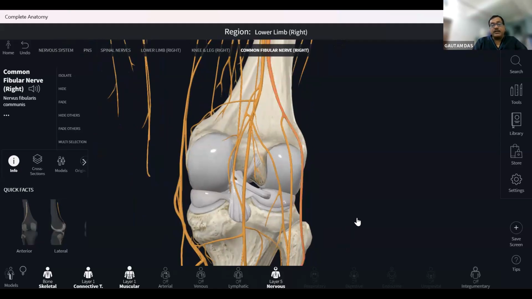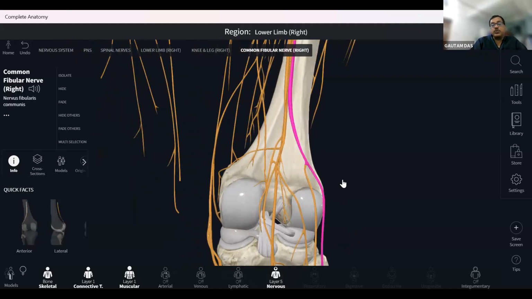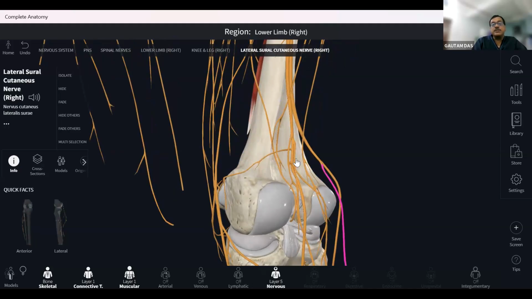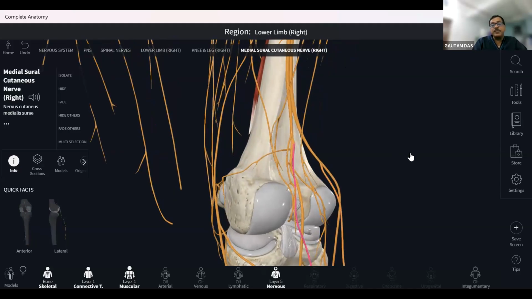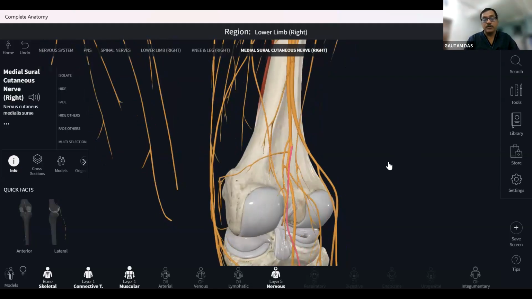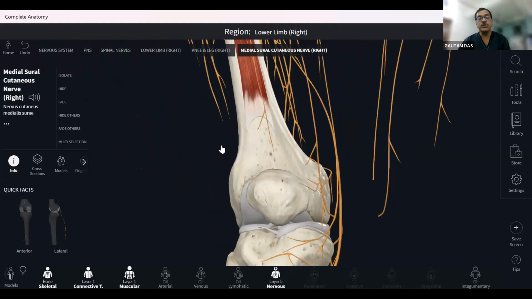And then there are two other important nerves there. One nerve is the medial sural cutaneous nerve, this one, and lateral. This is the lateral sural cutaneous nerve, and there is another, the medial sural cutaneous nerve. These two nerves you will be able to identify. The medial sural cutaneous nerve originates from the tibial nerve, and the lateral sural cutaneous nerve originates from the common peroneal nerve. Apart from these nerves, there are a few other very tiny nerves, which are not shown in this 3D anatomy, the different genicular nerves.